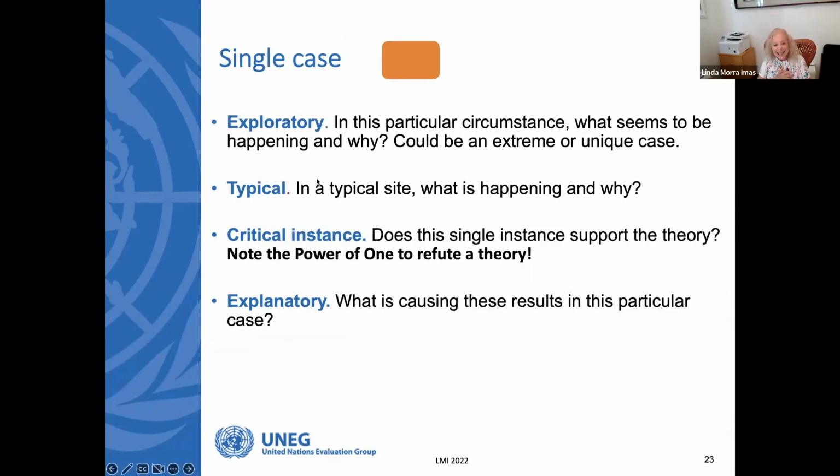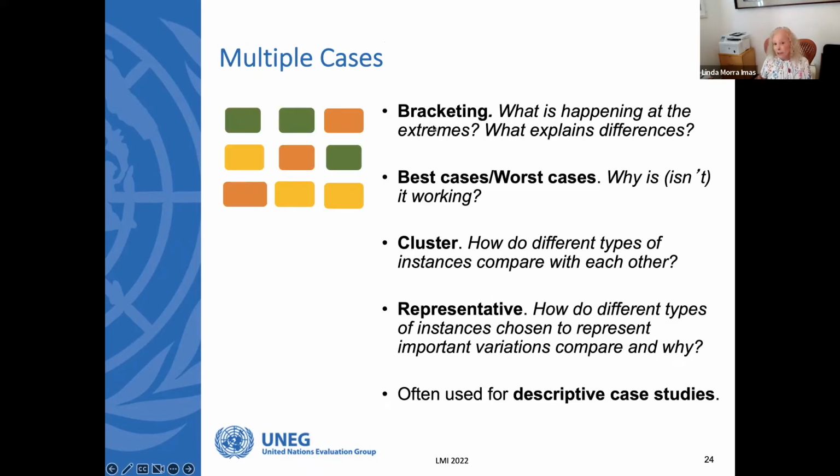Okay, so single case, can be exploratory, typical, critical instance, or explanatory. You want to use this kind of language if you're doing a single case. Decide what is its use. Multiple cases we may use for bracketing, what's happening at extremes, best cases, worst cases, looking at clusters, how do they compare with each other? We may try to be representative of different variations. And often we use that for descriptive case studies.